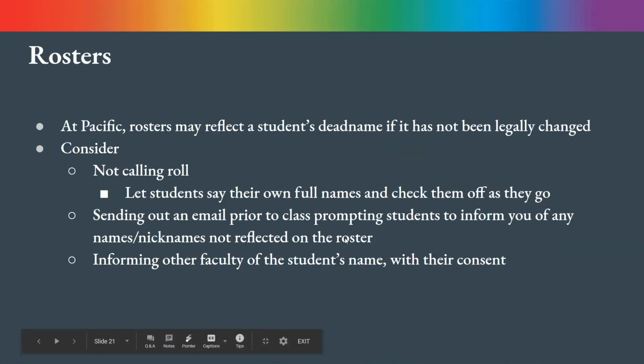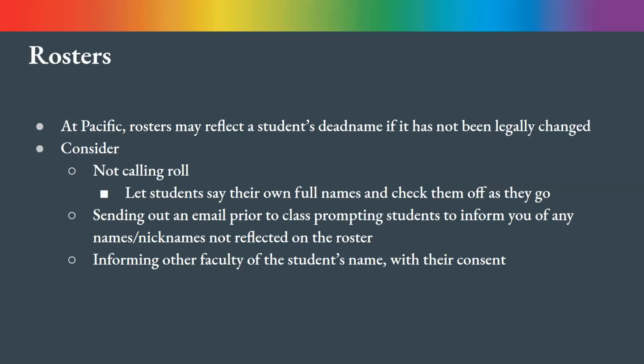Awesome. Okay. Now we're moving on to rosters. At Pacific, rosters may reflect a student's dead name if it hasn't been legally changed. That's not always the case. There doesn't seem to be an across the board kind of thing going on. You could have your legal name set in 2 classes and your preferred name set in 3. I don't know what determines it. We'll figure that out.